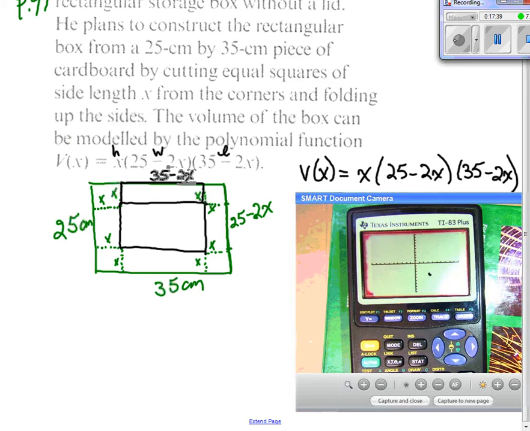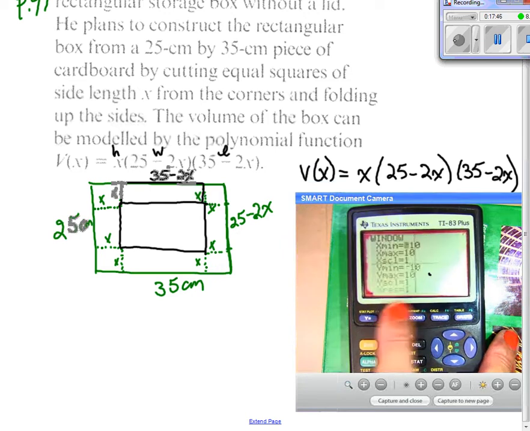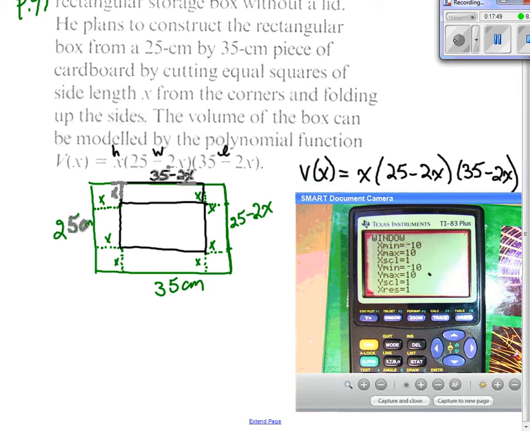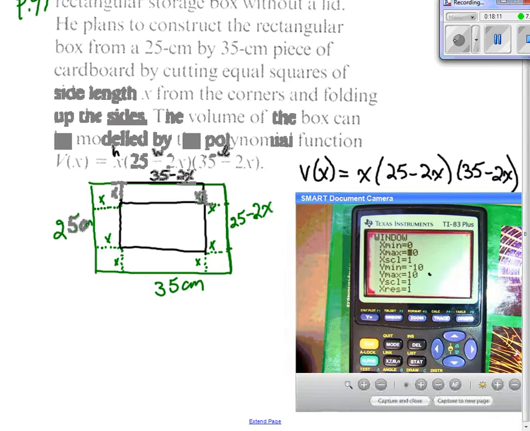In fact, we don't see a thing because our windows aren't working for this word problem. We need to change our windows to fit our domain and range. Our x values are the possible lengths that we can cut out of the corners of that box. The smallest that we can cut out of that box would not be negative. That doesn't make sense for a length. So I'm going to change my minimum for the domain to be 0. And my x max would be if I cut out the entire corner of the box, which would be just silly.